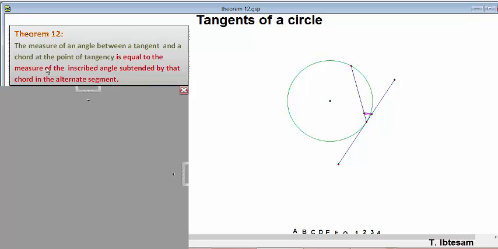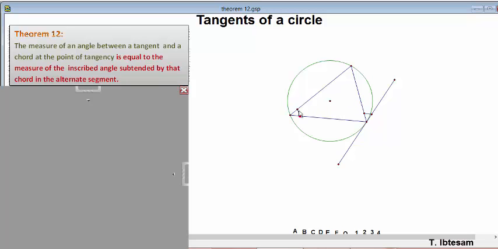Is equal to the measure of the inscribed angle. We need an inscribed angle subtended by that chord. What does it mean? I need an inscribed angle, but I don't know where exactly. Oh, they want this inscribed angle. You can make its vertex in any place, but it should be opposite to that chord that we are talking about. So this is the chord that we are talking about. This is the inscribed angle. It's opposite to that chord.